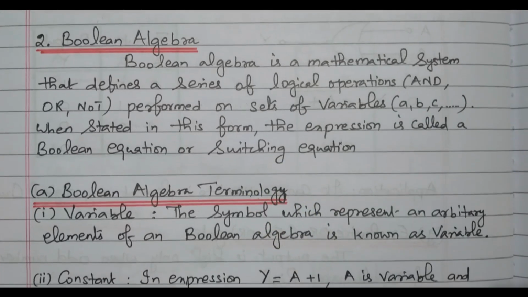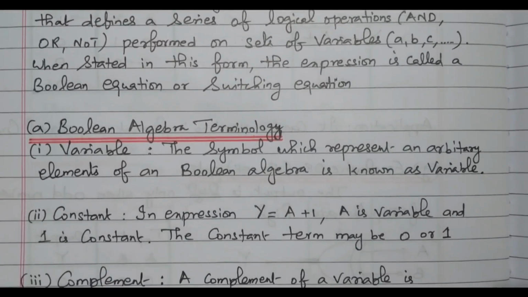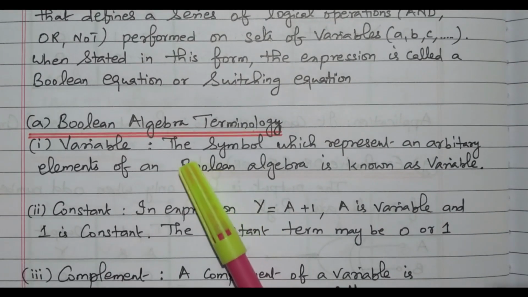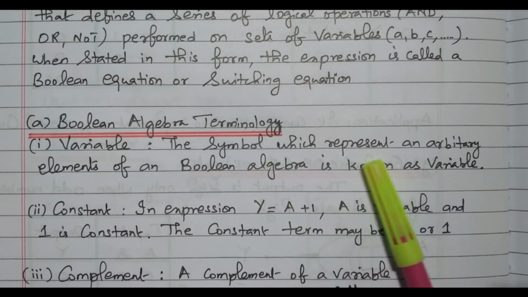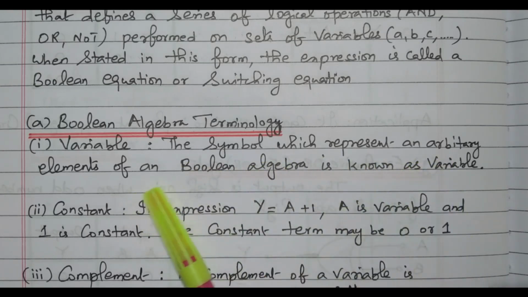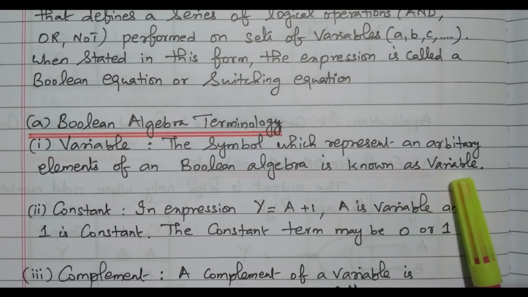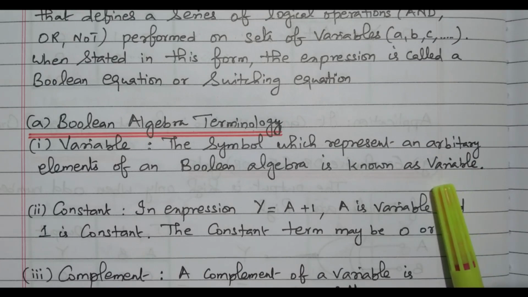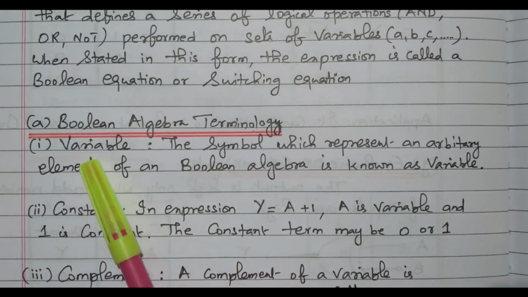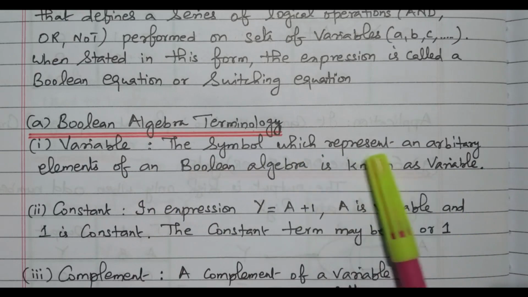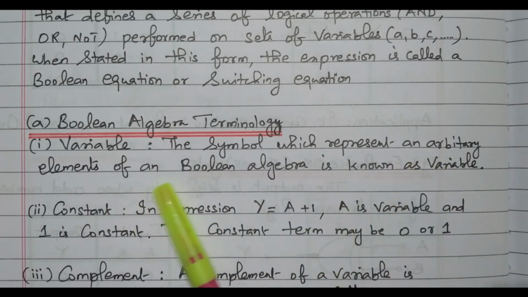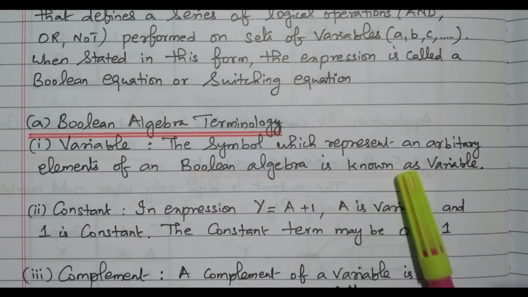The first term is the variable. The symbol which represents an arbitrary element of a Boolean algebra is known as a variable. The name itself, variable, means it will vary; depending upon the expression, the value will vary. That is called a variable.